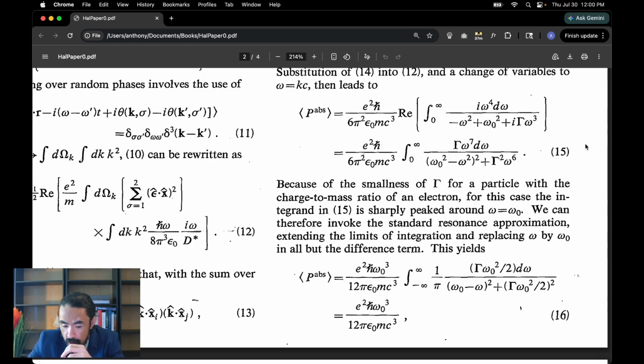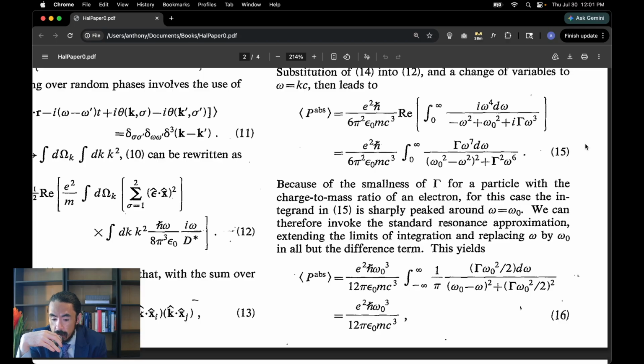This yields that the expectation value for the absorbed power from the zero-point fluctuations is equal to a fraction with a numerator of e² ħ ω₀³ over a denominator of 12π ε₀ m c³, times the integral from negative infinity to infinity of 1/π times a fraction with the numerator of (Γω₀²/2) dω over a denominator of (ω₀ − ω)² + (Γω₀²/2)².